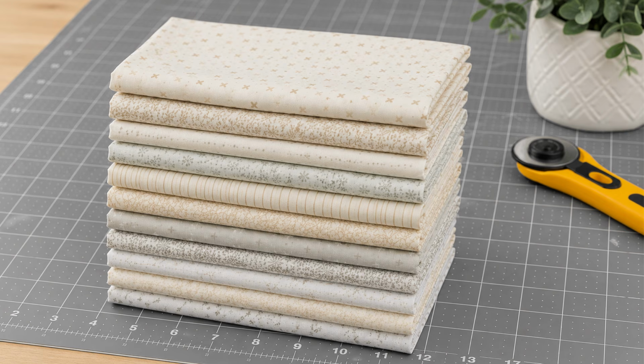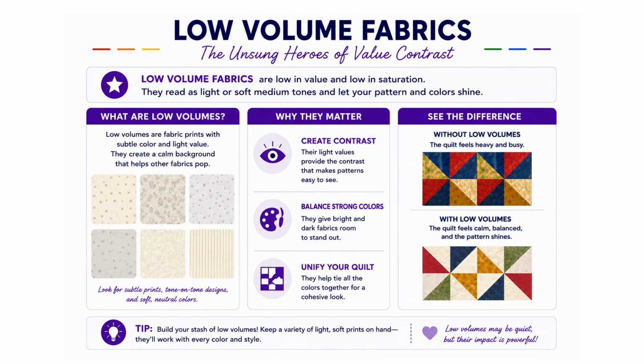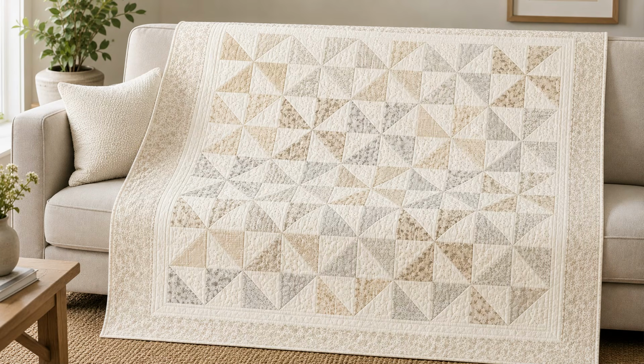This is one reason low volume fabrics are so popular in modern quilting. They create breathing room, they soften transitions, and they allow brighter or darker fabrics to stand out without the background feeling completely flat. You can almost think of them as visual texture instead of bold pattern. And because they stay relatively light in value, they don't compete as aggressively for attention. This is also why they work so well as background fabrics.